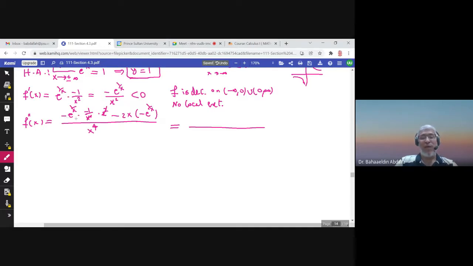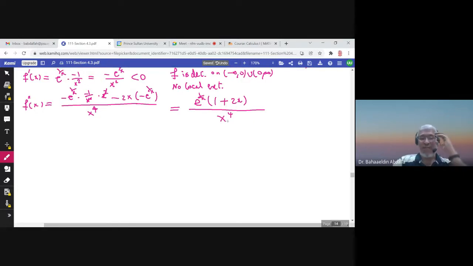Negative times negative is positive. I have e to the power 1 over x as a common factor. I'll have 1 here from the first term, and here I have minus times minus, that's plus 2x, all over x to the power 4. So this is f double prime. e to the power 1 over x is always positive. x to the power 4 is always positive. So the only zero of f double prime is the zero of 2x plus 1, which is negative half.